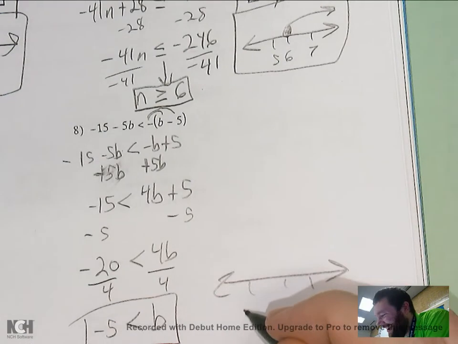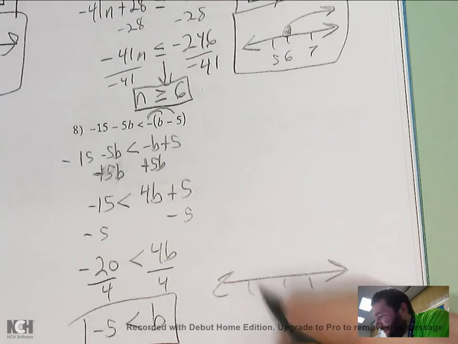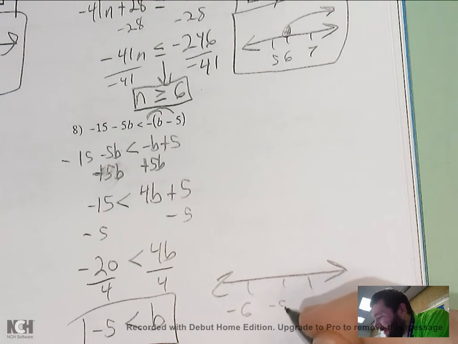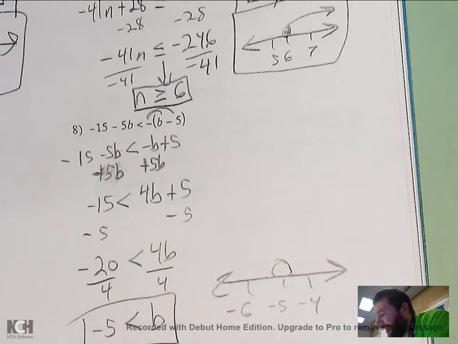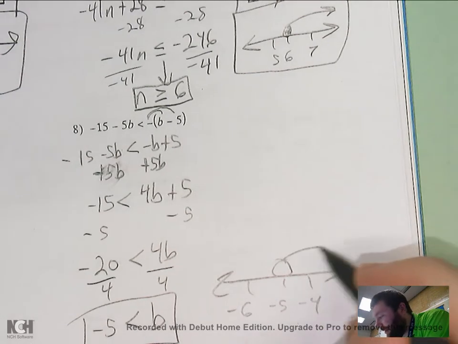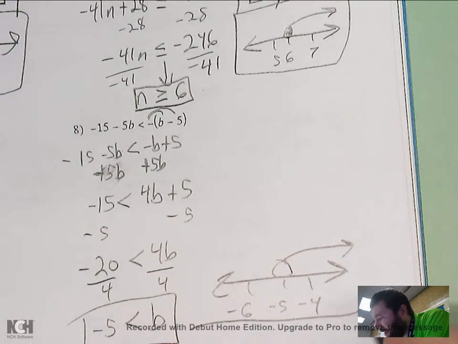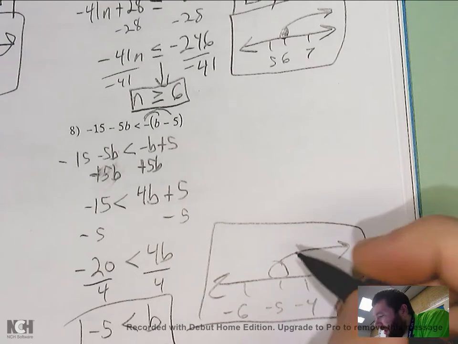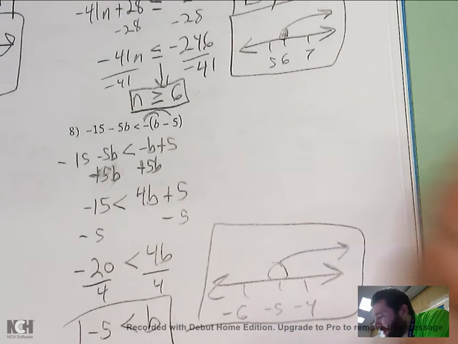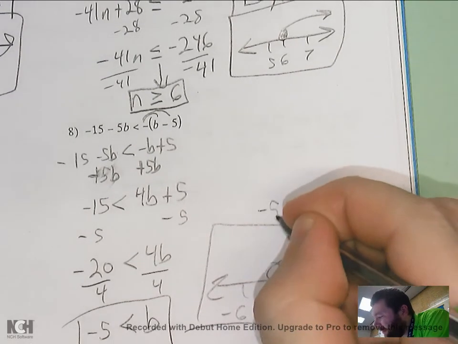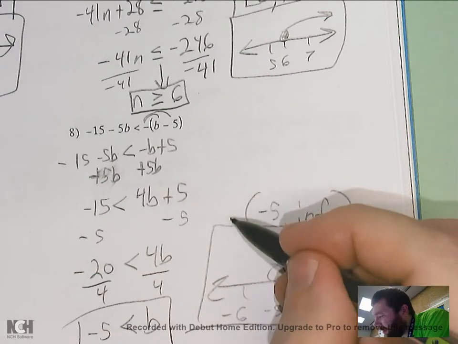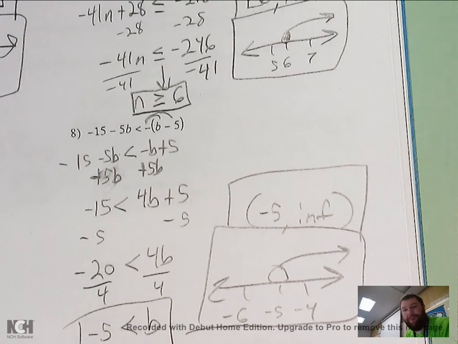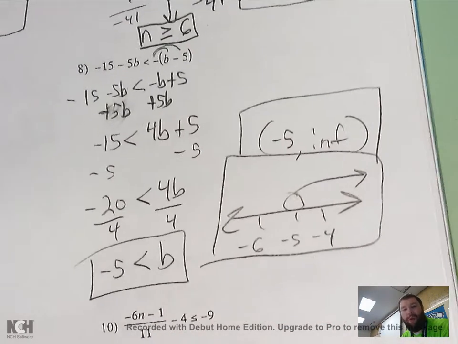Okay, good. All right, negative 5. Okay, so negative 6, negative 5, negative 4. It's going to be an open circle, and it's eating the variable, so it's going to go to the right. Okay, so there's your second answer. And then final answer, you do the least number, greatest number for your interval notation. Negative 5, infinity, and they would both have a parenthesis. And there you go. All right, 2 more. Here we go.